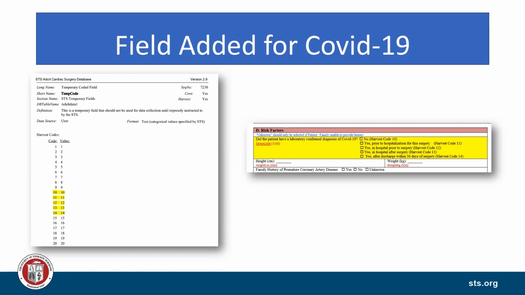Otherwise, if you have been entering values and your data has been accepted in, DCRI has set those values to missing. It has been sent back to you in your DQRs, and some sites have not been adjusting those values, so you lose that risk for that patient.